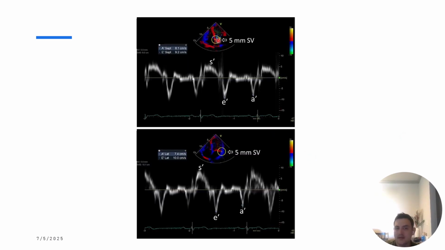This is the same thing. Tissue Doppler, E prime is going to be during the rapid filling, for the LV to receive that blood, and the A prime as well here.